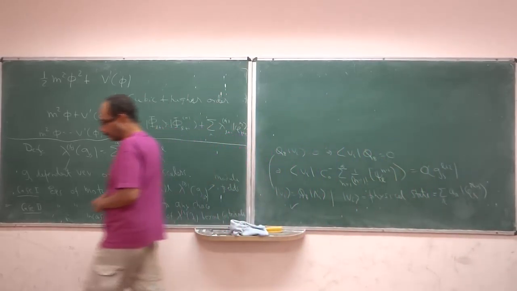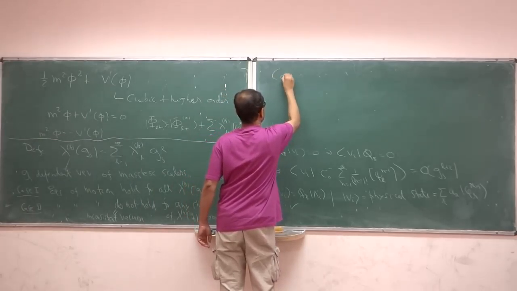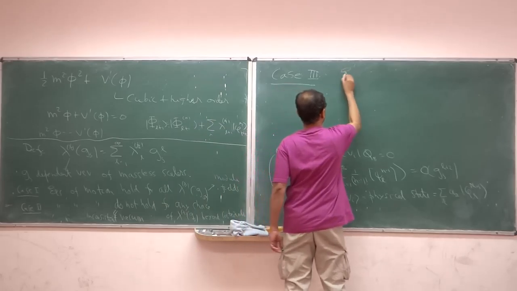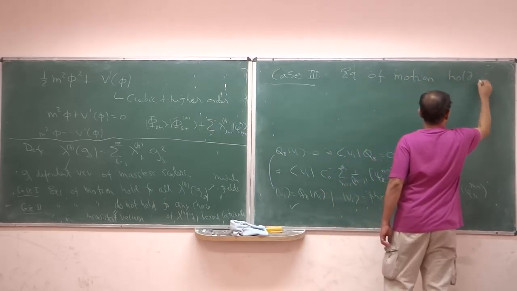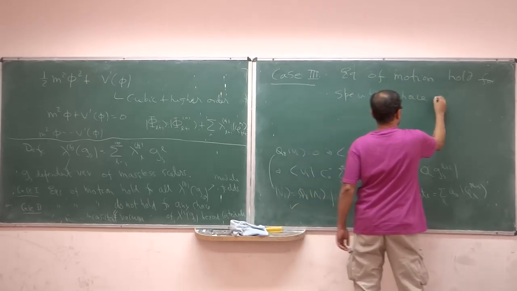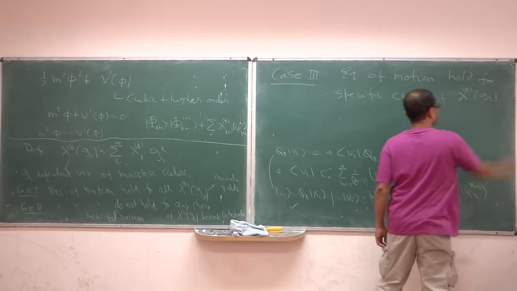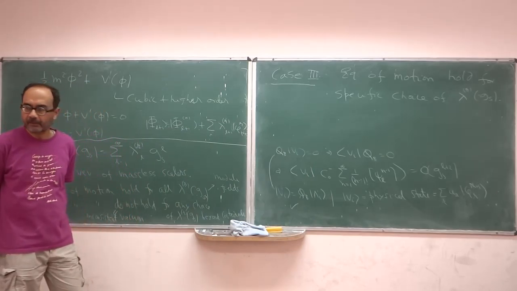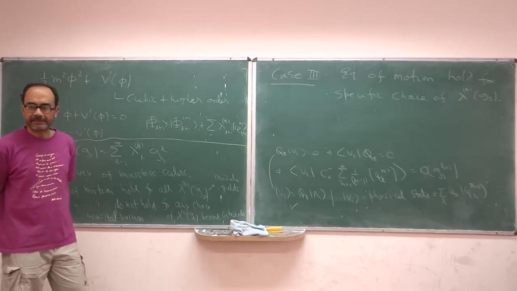Case 3 in fact is the most interesting one. This is where the equations of motion hold for specific choices of lambda r, which means that the scalar field vacuum expectation value gets fixed, which in general will be non-zero.